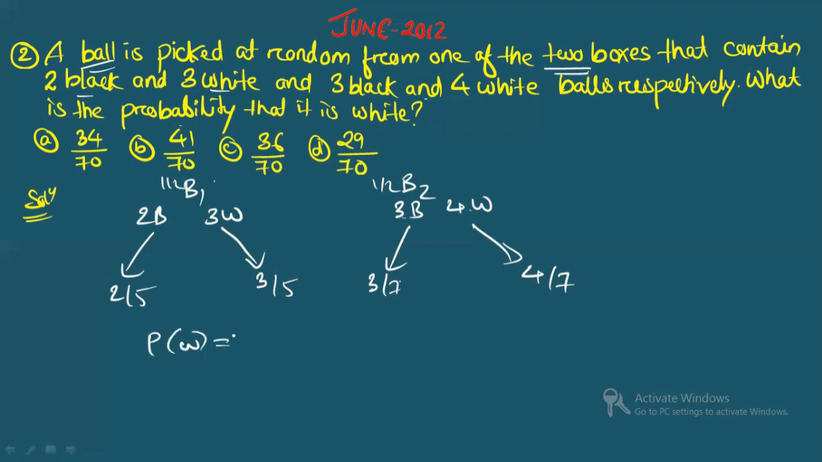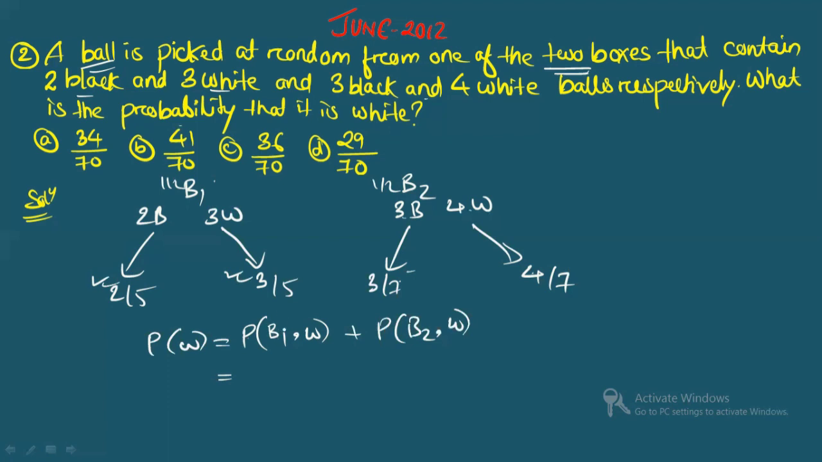So for the probability that the ball is white, the ball can be picked randomly from both the boxes. So what you will do is take the probability that the ball is from box 1 and it is white, plus the probability that the ball is from box 2 and it is white. This is what you need. This one is for the black ball, this is for the white ball. Similarly, this is for the black ball, this is for the white ball. So here you will do what?